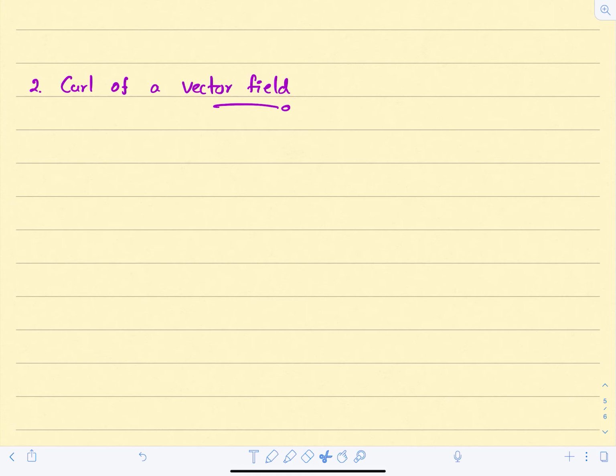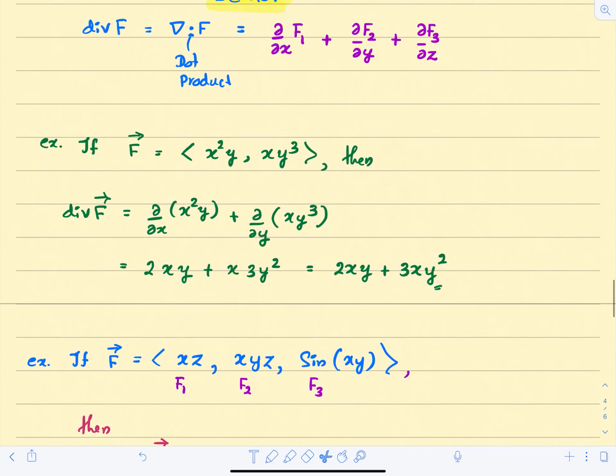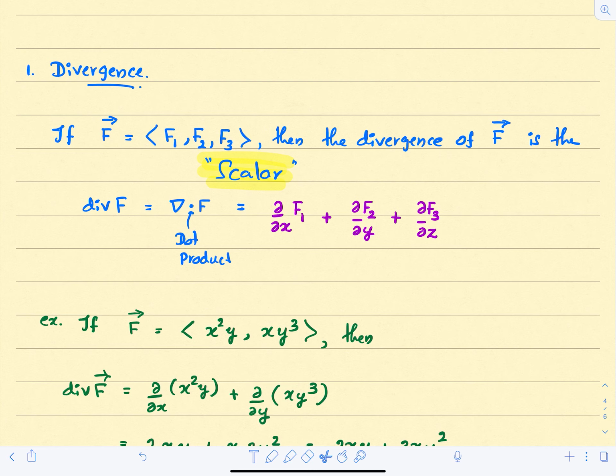Now we are going to discuss the curl of a vector field. In the previous video we talked about the divergence of a vector field, and we defined the divergence of a vector field as grad dot f. So gradient is the vector operator, and this gradient operator acts on f, and we use the dot product.